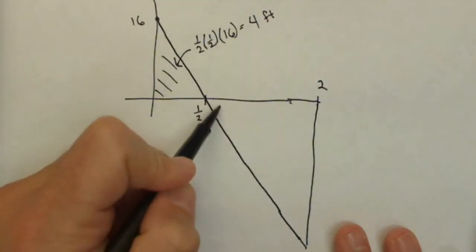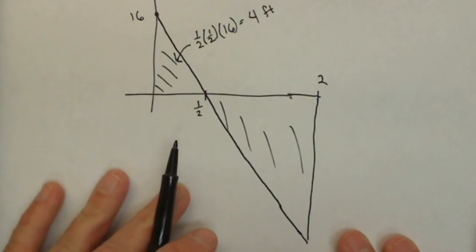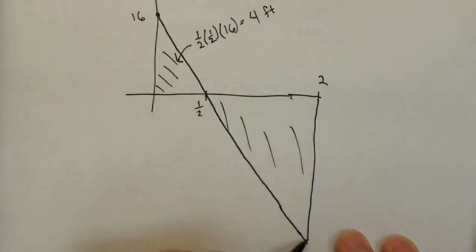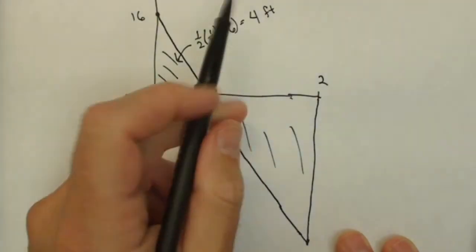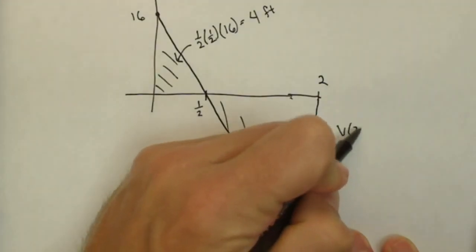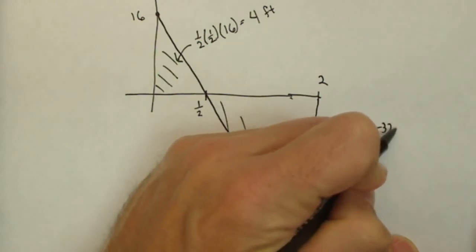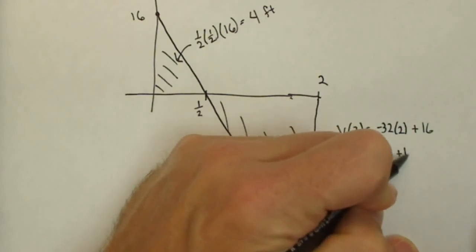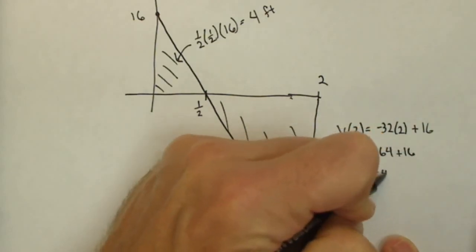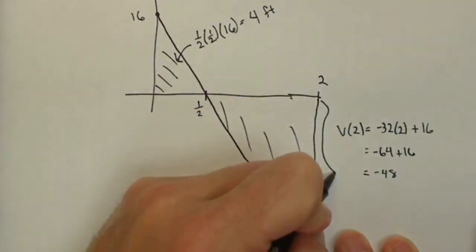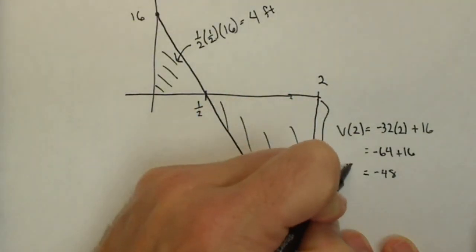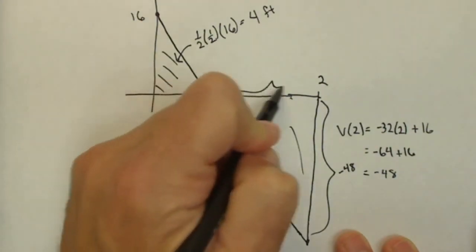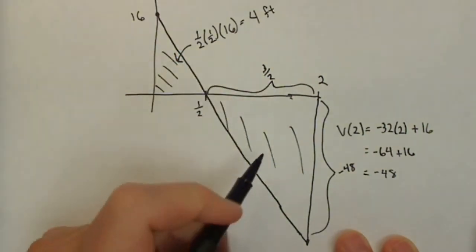Here, let's calculate the area of this one. And sorry, we're missing the t here. At 2 seconds, we need this value, and plugging it in, v of 2 equals negative 32 times 2 plus 16, or negative 64 plus 16, or negative 48. So that makes this a negative 48. We know it'll be negative because it's below the x-axis. And this here is 1.5. Well, let's do it as 3/2.